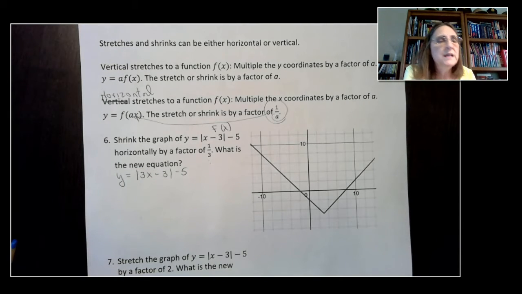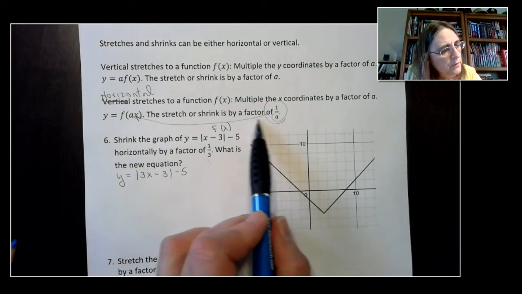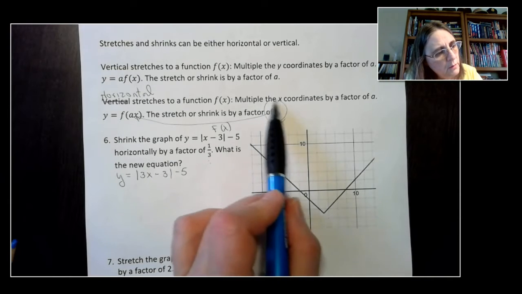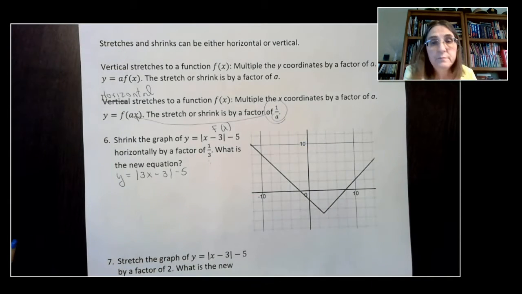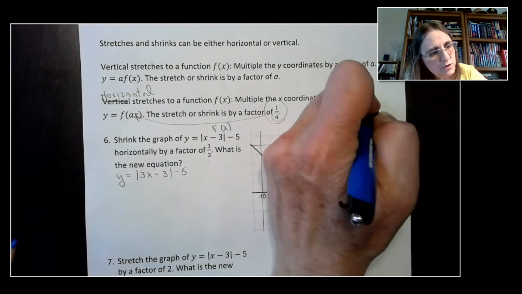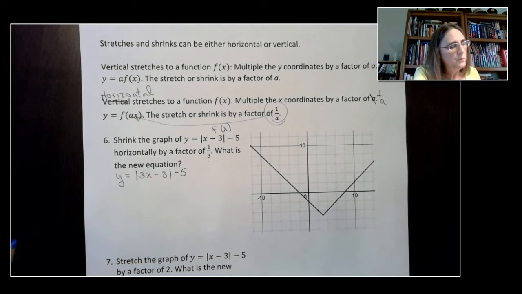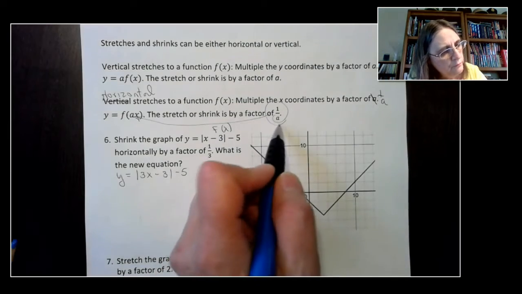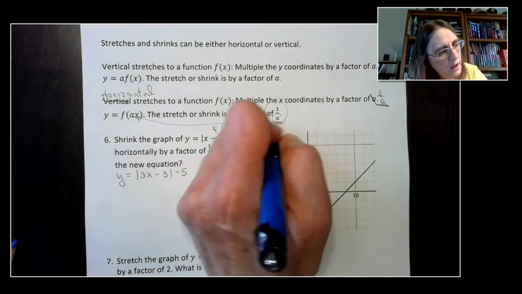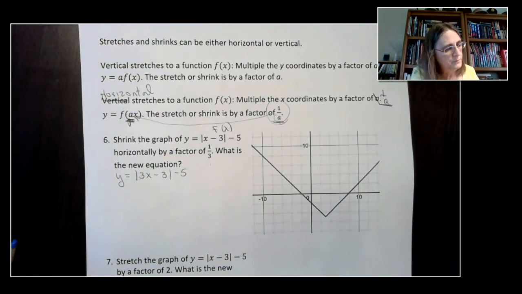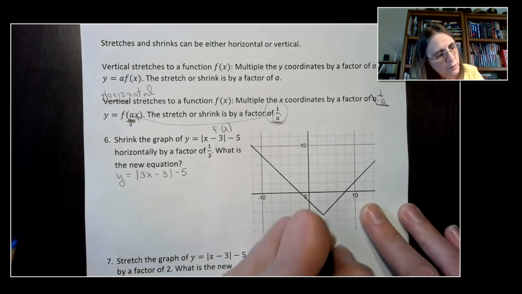Now visually, let's see how this works. Remember, it says that we are multiplying all of the x coordinates, shrinking it by 1 over a. Okay? So let's see how that works. And that should also be a 1 over a. So our shrink factor is 1 over a, and in our equation, it shows up as just a.